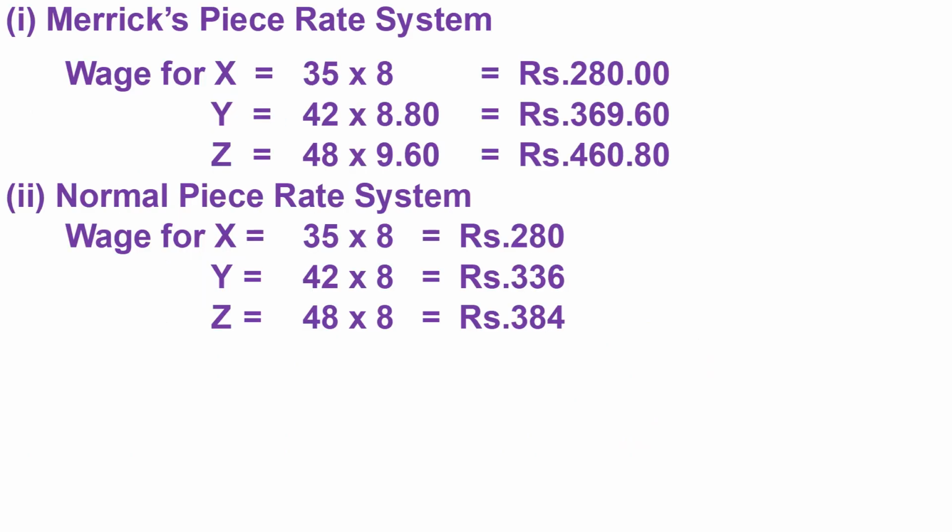1. Merrick's piece rate system. Wage for X equals 35 into 8 equals 280 rupees. Y equals 42 into 8.80 equals 369 rupees and 60 paise. Z equals 48 into 9.60 equals 460 rupees and 80 paise. 2. Normal piece rate system. Wage for X equals 35 into 8 equals 280 rupees. Y equals 42 into 8 equals 336 rupees. Z equals 48 into 8 equals 384 rupees.